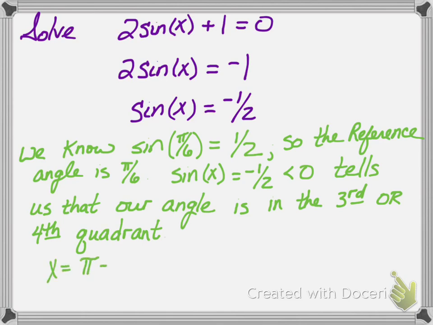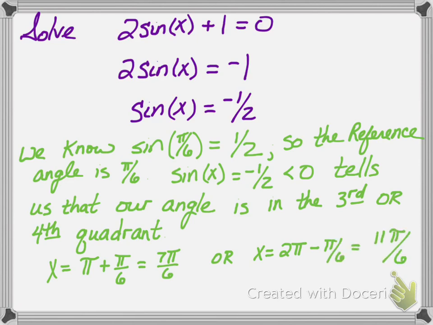And so one solution is pi plus pi over 6, which is 7 pi over 6. And another solution is 2 pi minus pi over 6, which is in the fourth quadrant, and that's 11 pi over 6. So our solutions to this equation, 2 sine of x plus 1 equals 0, are either 7 pi over 6 or 11 pi over 6.